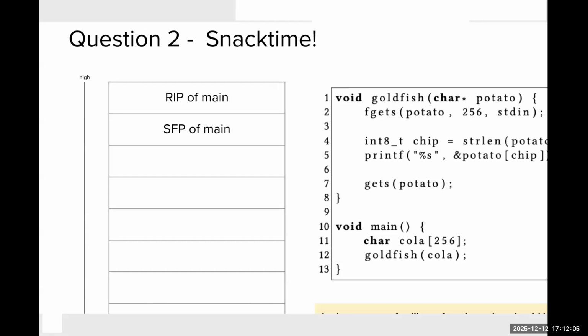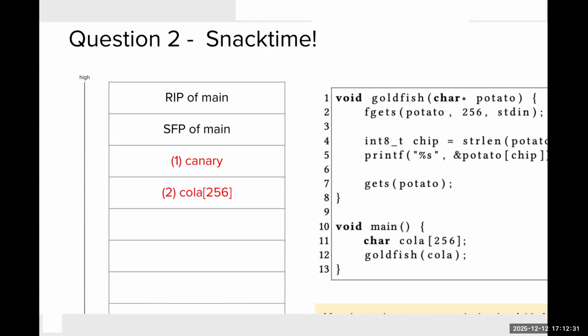So they give us RIP and SFP of main, so that's kind of our starting point. After the RIP and SFP, it's always the local variables of that function. There is one local variable in main, and that's just cola. Oh, sorry. Canaries are enabled. So there's a canary under the SFP. And then we have local variables. So it's just cola.